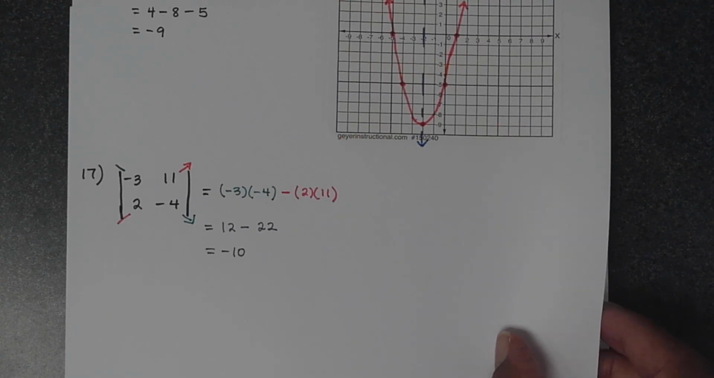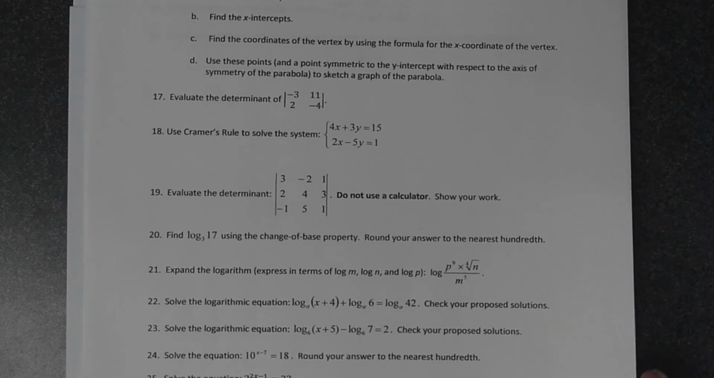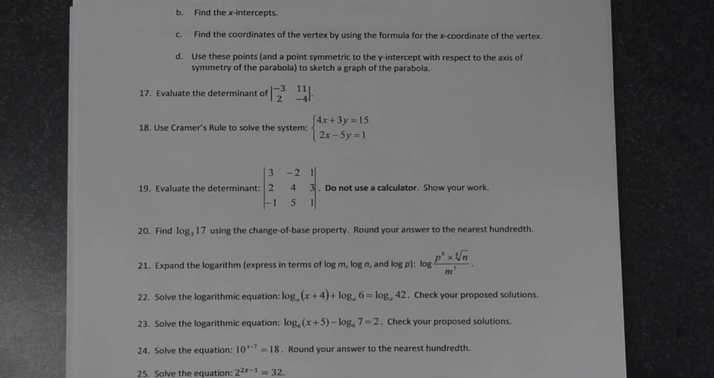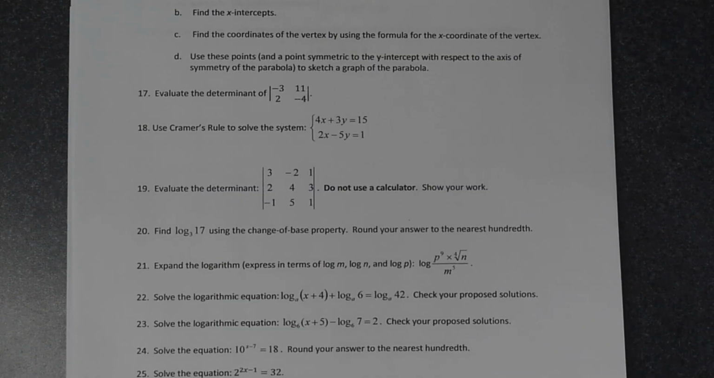All right, problem number 18 on your study guide. You pretty much had to know how to do problem number 17 in order to do problem number 18, because you're going to be using Cramer's rule to solve this system: 4x plus 3y is equal to 15, and 2x plus 5y is equal to 1.